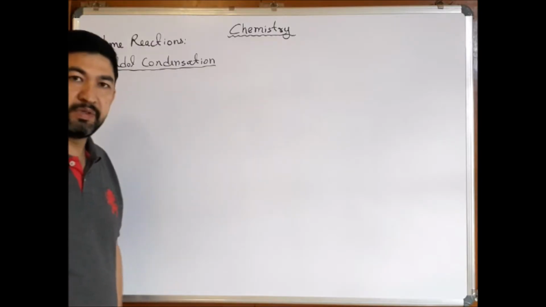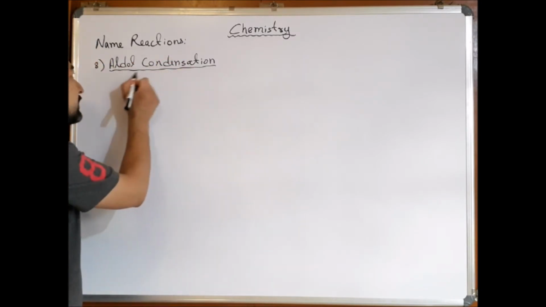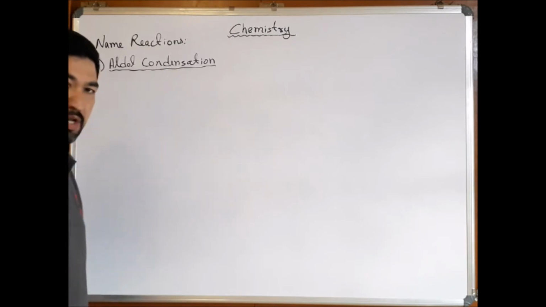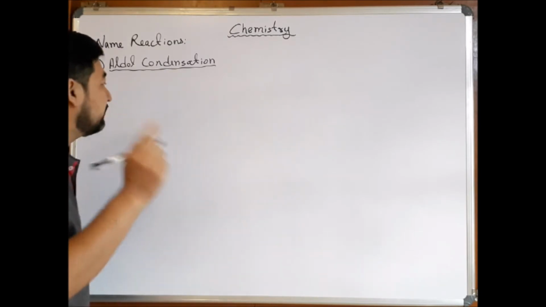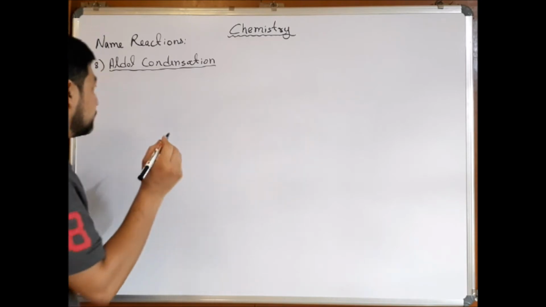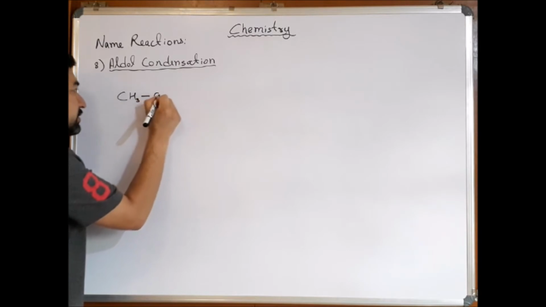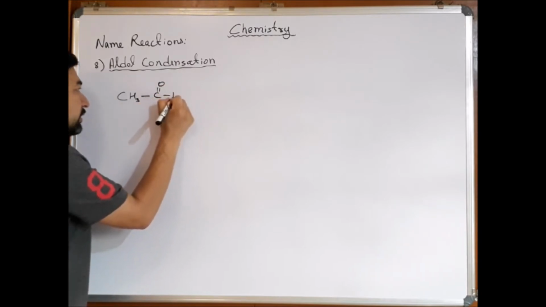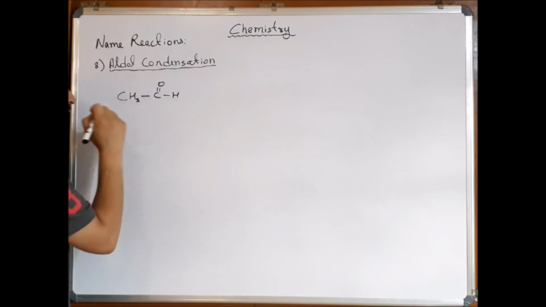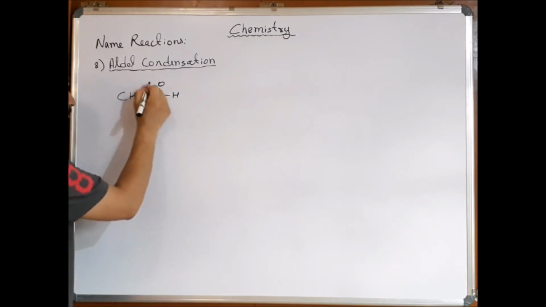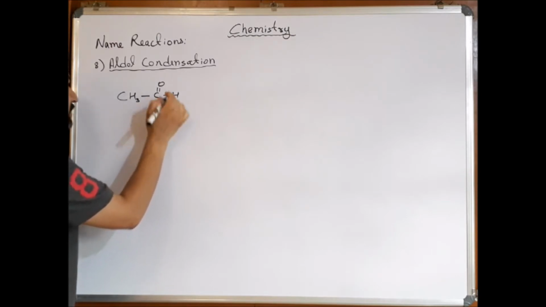Dear students, we'll continue with our name reactions. Next is the aldol condensation. In aldol condensation, we need aldehydes or ketones having at least one alpha hydrogen. I'm taking CH3CHO, the aldehyde, ethanal. This is the main group.